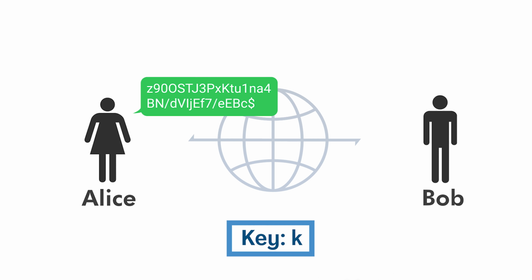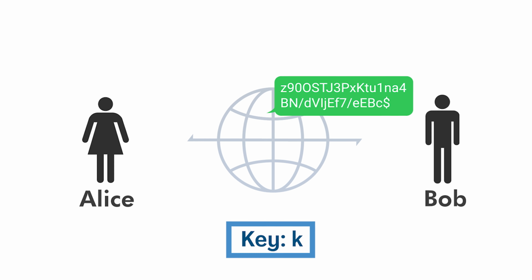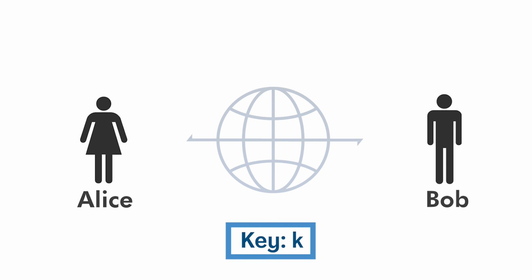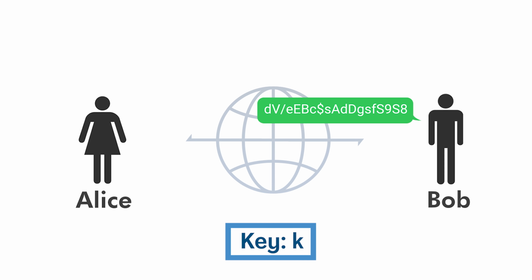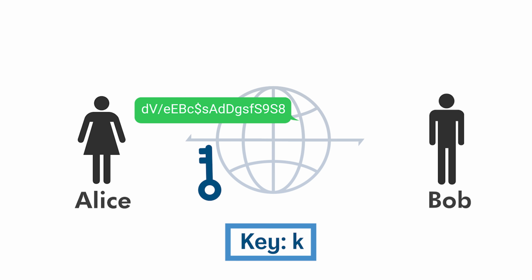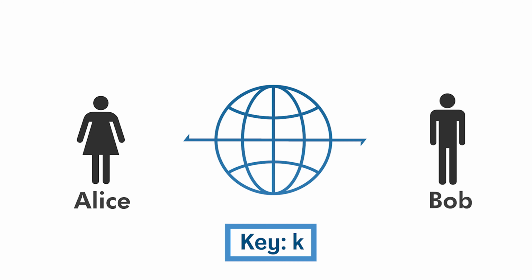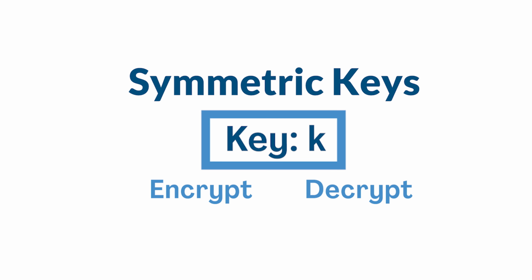Then Bob will take this message and pass it through a decryption algorithm using the key to get the actual message. And in the same way, when Bob sends the message back to Alice, he will use the same key to encrypt the message. When Alice receives the message from Bob, she will use the same key to decrypt it. In that case, they will be able to communicate this information securely. So this key K is called a symmetric key because it is the same key which is used for both encrypting and decrypting the message.